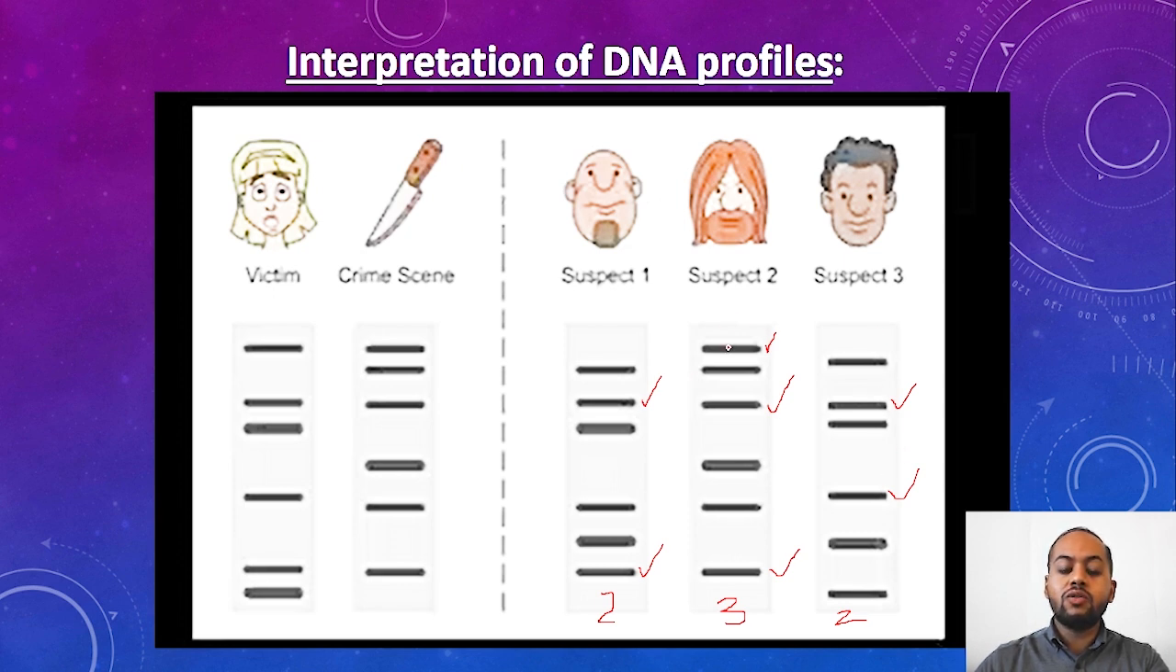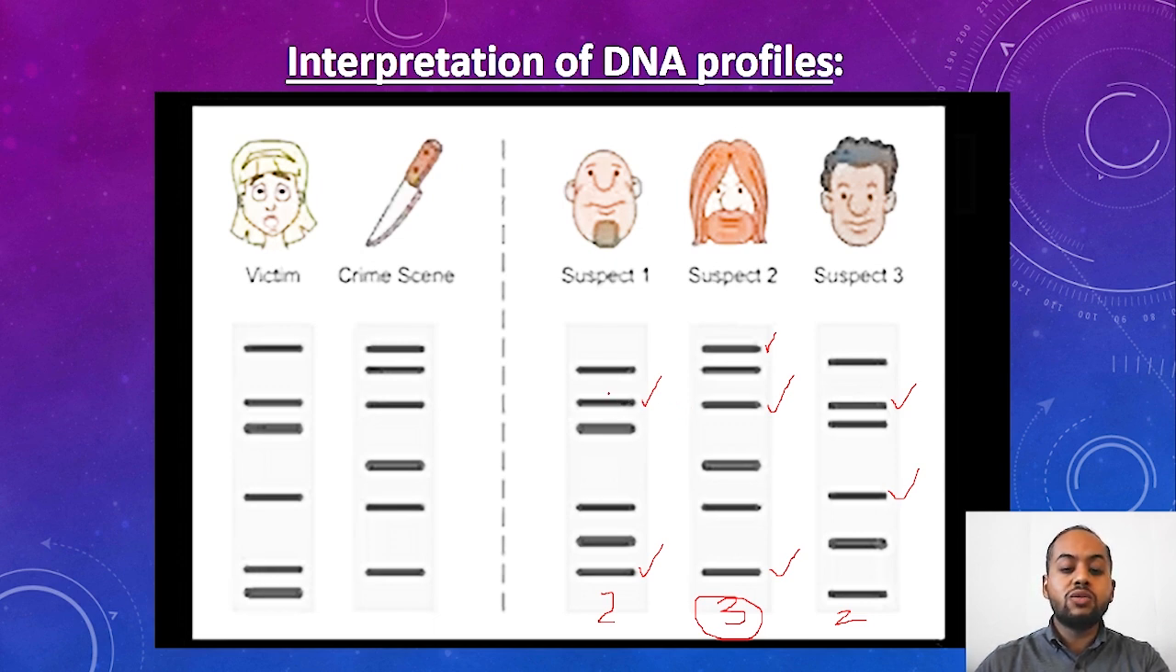Therefore, I can conclude that for this particular crime that I had, suspect 2 was going to be the guilty party, since suspect 2 had the majority of these bars matching with the crime scene and the victim of this particular criminal activity. So this is basically how you would go about answering the question if you need to interpret a DNA profile. So you will need to complete it in exactly the same procedure that I have done now.